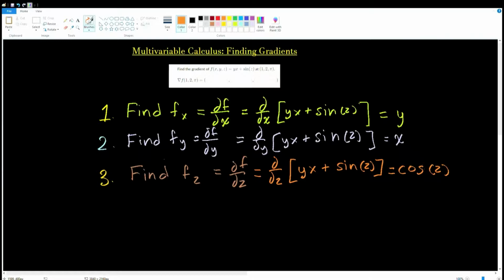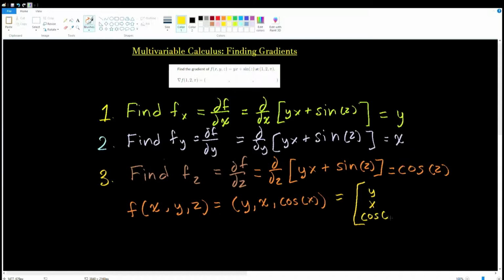Okay, so now we're left with the gradient of f of x, y, and z, which is equal to (y, x, cos z). So we can put this as y, x, cos z, or we could also put it as y, x, and cos z. They're the exact same thing.